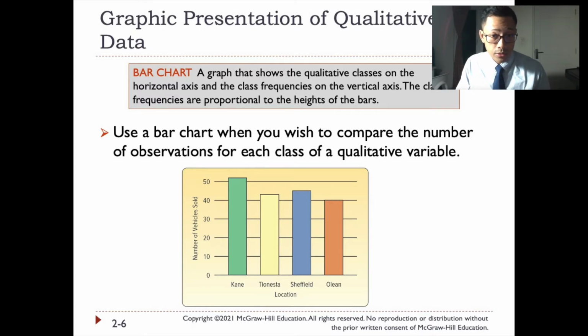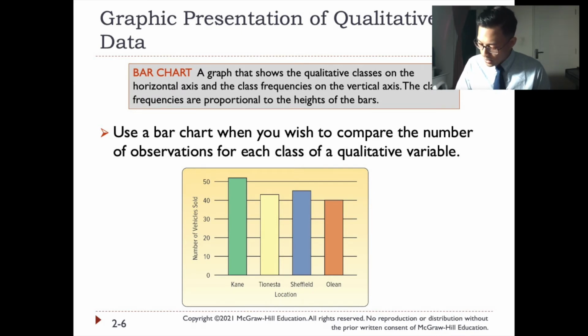That's one thing that you can do. Again, 50 doesn't really reflect the distribution or the share of vehicles sold within a particular automobile dealer. But if you know the relative frequency, you have that better sense. Oh, the highest sale is actually in Kane, and the lowest sale is actually in Olean.